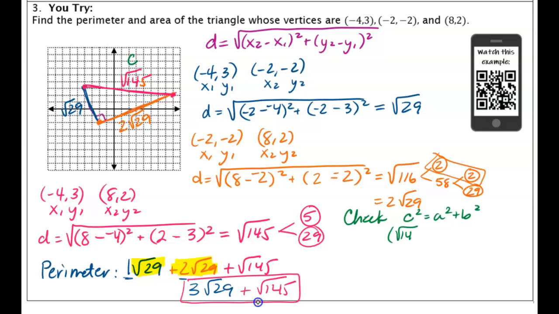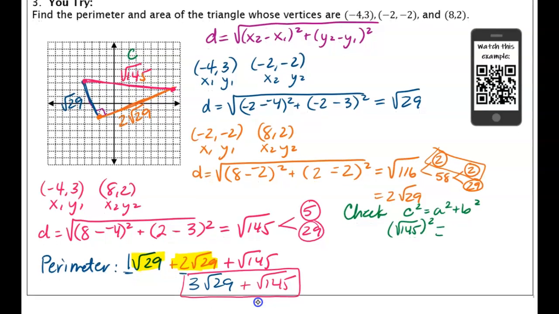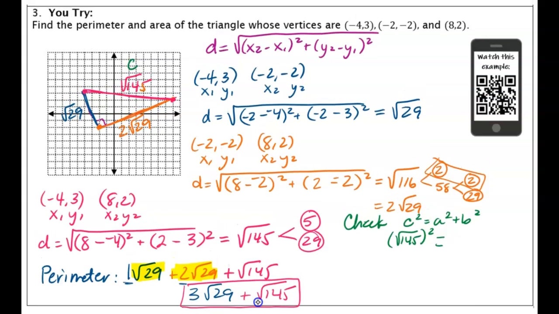So we're going to do the square root of 145 squared, and we want to see if that is equal to the other two sides. And it doesn't really matter which one is a and b, so I'm just going to randomly assign those. I'm going to say that the square root of 29 is a, and then 2 square root 29 is b.